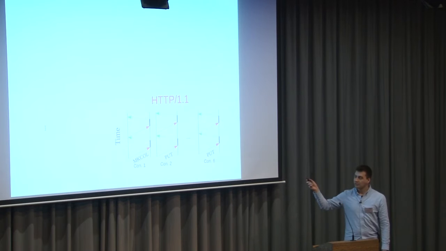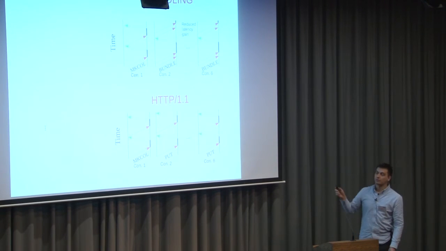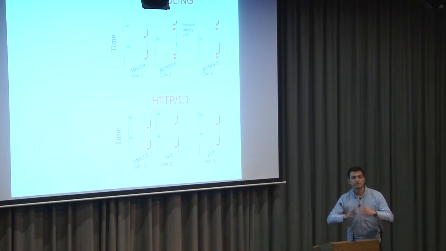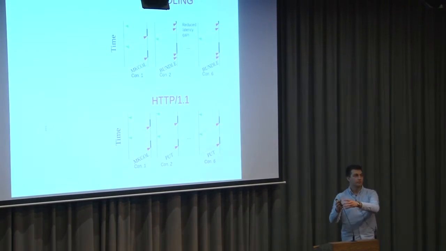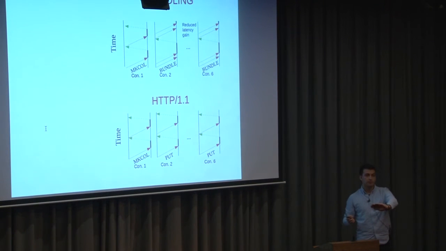This is how HTTP1 works with parallel connections. This is how bundling works. Bundling basically takes files and gives them to the server so that it understands them as one piece. So it's kind of buffered on the server. We do the bookkeeping on the server and then return a single response. So we kind of cheat the latency there.